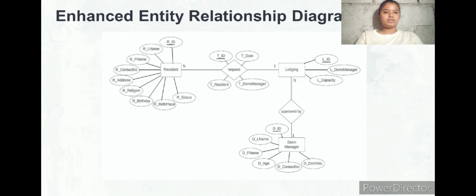Lastly, the ERD of the proposed system. The proposed ERD has 3 entities: residents, lodging, and dorm manager. The resident entity has 9 attributes: R ID, R L name, R F name, R contact number, R address, R religion, R birthday, R birthplace, R status, and the primary key is the RID.